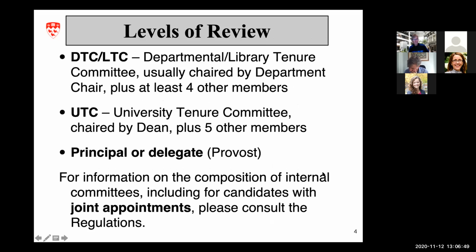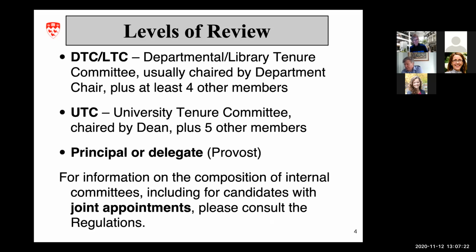So you all know, I believe, that there are 3 levels of review. The DTC or LTC, which is the Departmental or Library Tenure Committee, and it's chaired by the department chair in most cases, as well as 4 other members. The UTC, or the University Tenure Committee, which is chaired by the dean, plus 5 other members, 2 of whom will be members of the same faculty as the tenure candidate, and then the principal or her delegate, and in all cases, the principal delegates her authority on tenure to the provost. So he will have the final review.